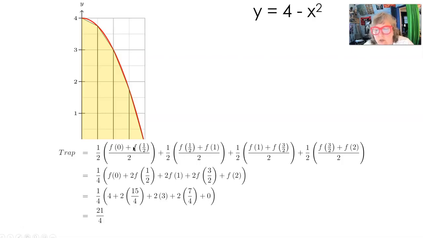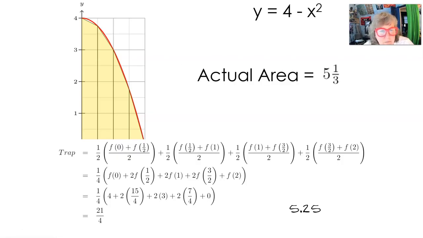The average of the height. So I've got f of 0, f of 1/2, f of 1, f of 3/2, etc. Simplify all that, and I get 25/4, which is approximately 5.25. The actual answer is 5 1/3, which is 5.3333. So that's a pretty close estimate.